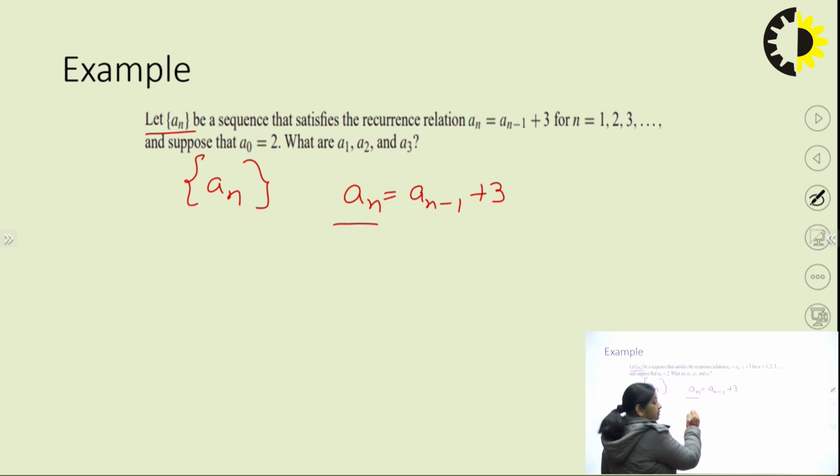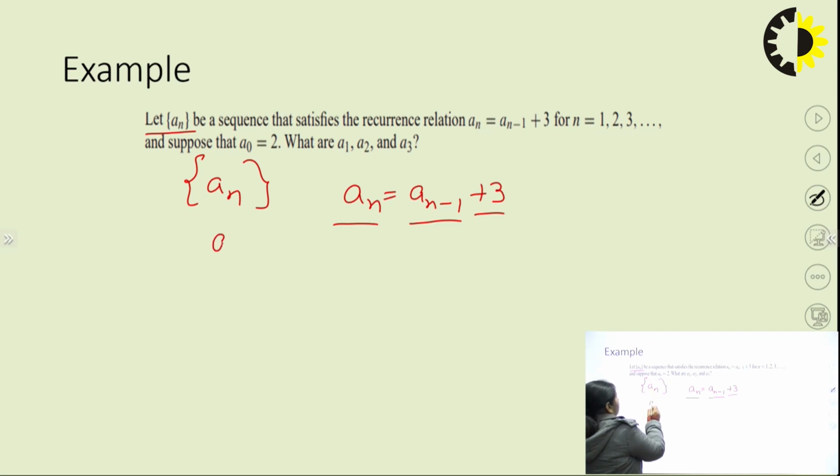So what is done here? The nth term is expressed in terms of the n minus 1th term, and there is one more term here, that is plus 3. It is only a constant. So if we know the n minus 1th term, I can calculate the nth term. This is a recurrence relation. So here what is given? a0 is equal to 2.